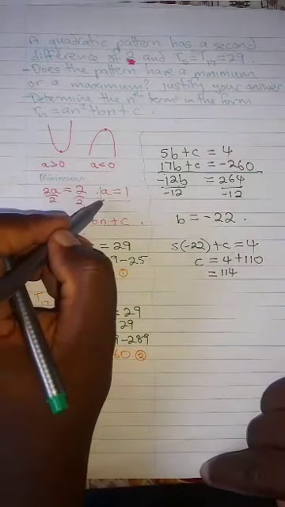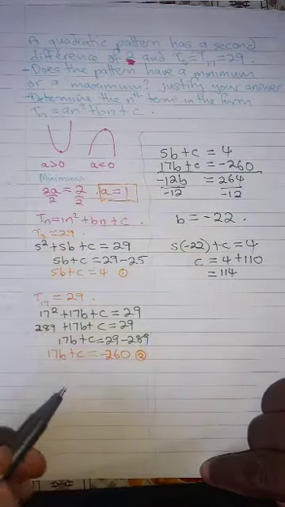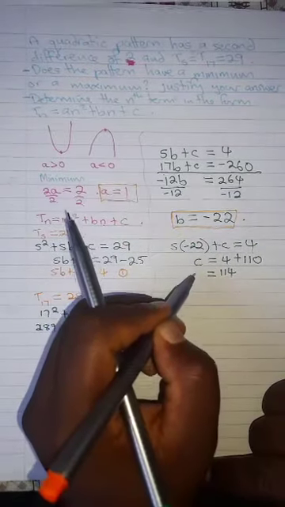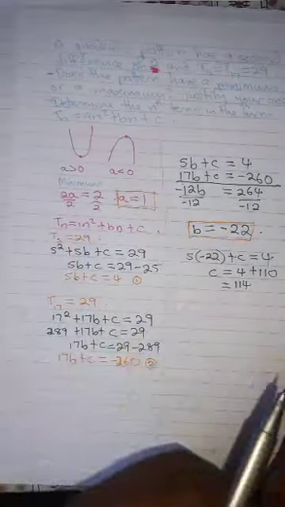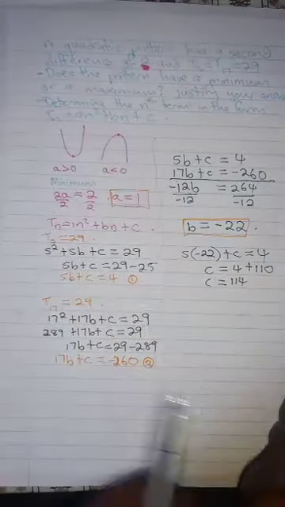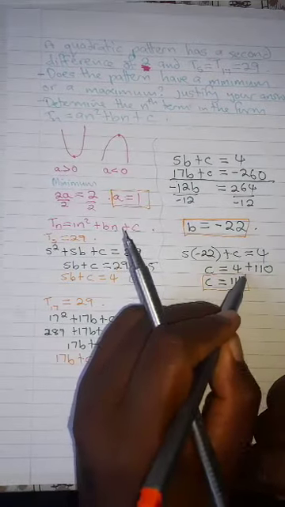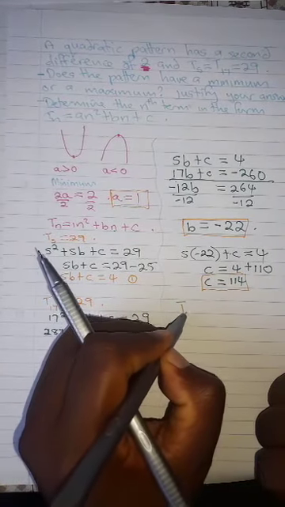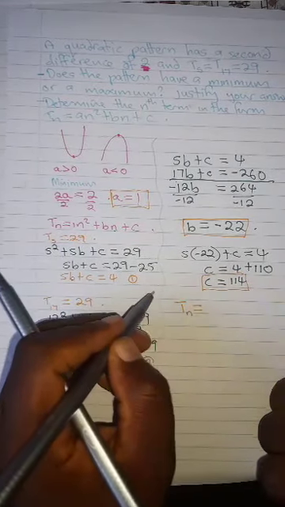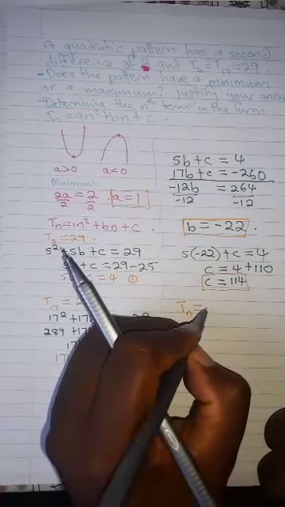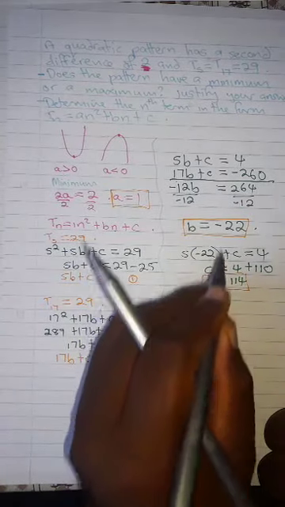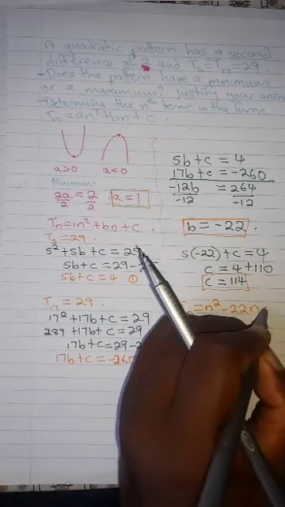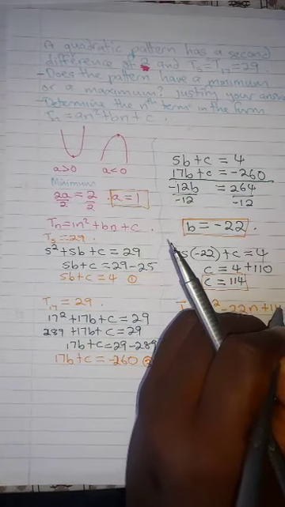So we are saying here our a is 1, our b is negative 22, and our c is 114. Therefore Tn is equal to, your a is 1, so it's just n squared minus 22n plus 114.